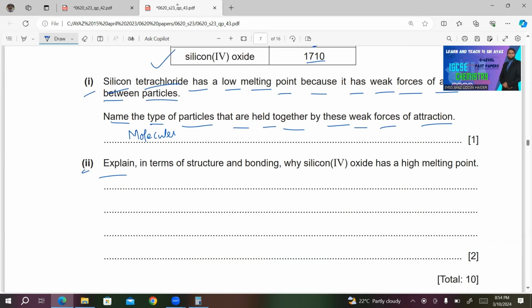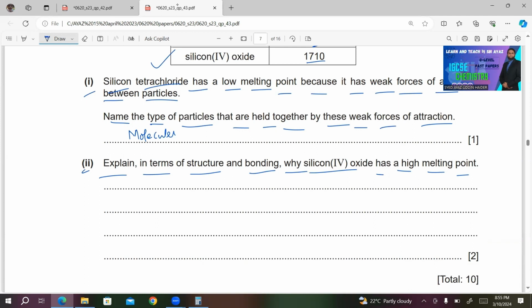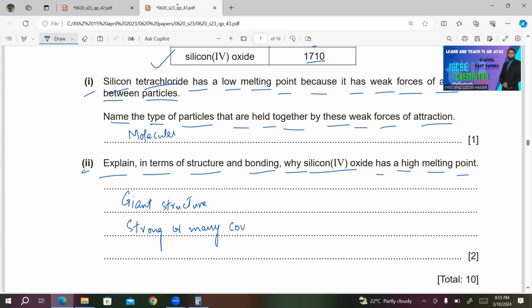Number 2, explain in terms of structure and bonding why silicon 4 oxide has a high melting point. So it has a giant structure and strong covalent bond. So you write giant structure, strong covalent bonds, or many covalent bonds.